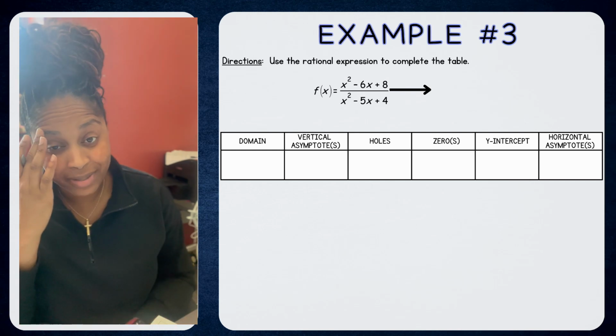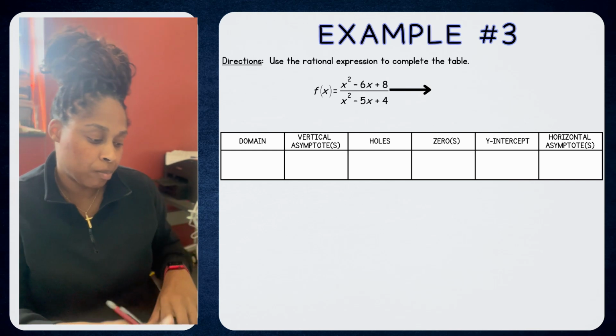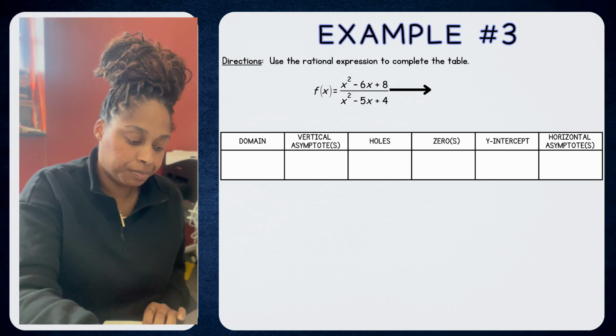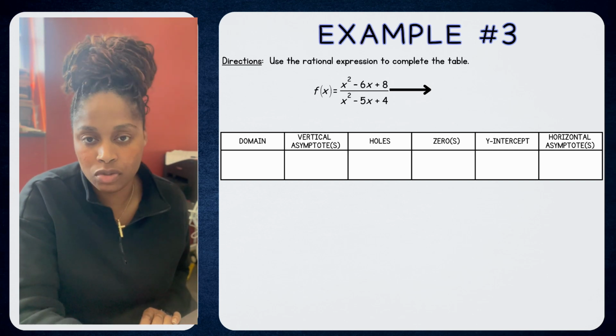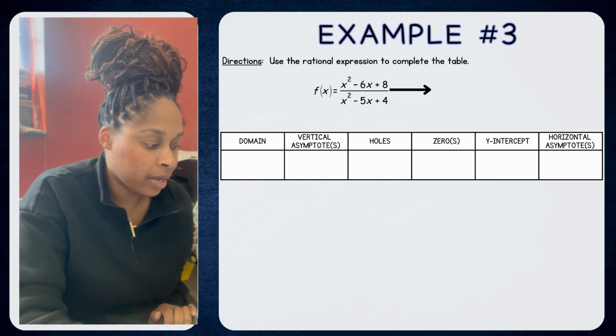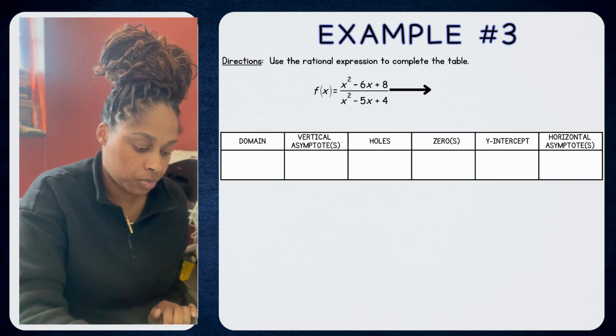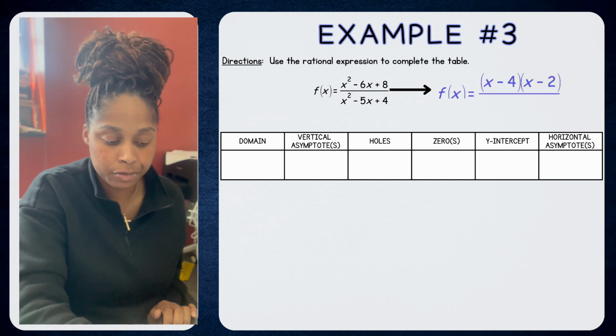Now we're doing the same exact thing, but notice I did not factor for you, so you're going to have to do that. So let's go ahead and factor the top. We're looking for two numbers that multiply to 8 and add to -6. You can pause the lesson and try to figure this out on your own. So you should have gotten -4 and -2. So the factored form of the numerator is going to be x minus 4 and then x minus 2.